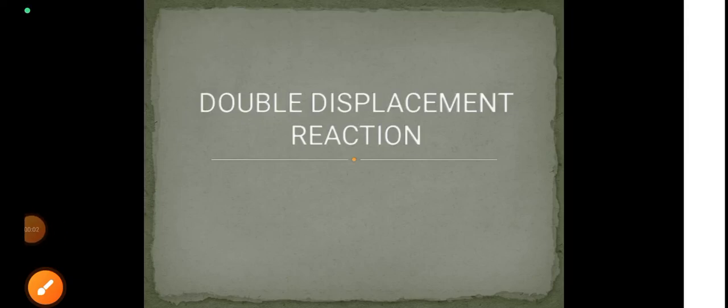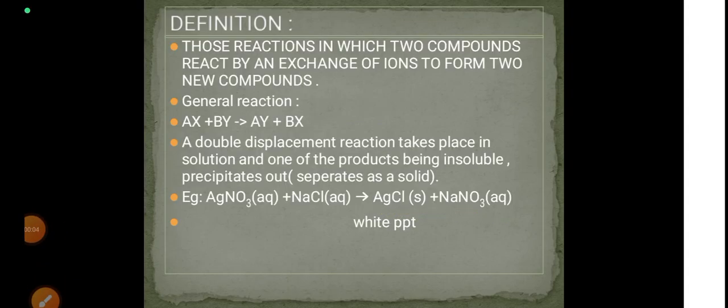Hi guys, today let us learn about double displacement reaction. So let us look at the definition. Those reactions in which two compounds react by an exchange of ions to form two new compounds are called double displacement reactions. Usually in double displacement we are looking at interaction between ionic compounds.